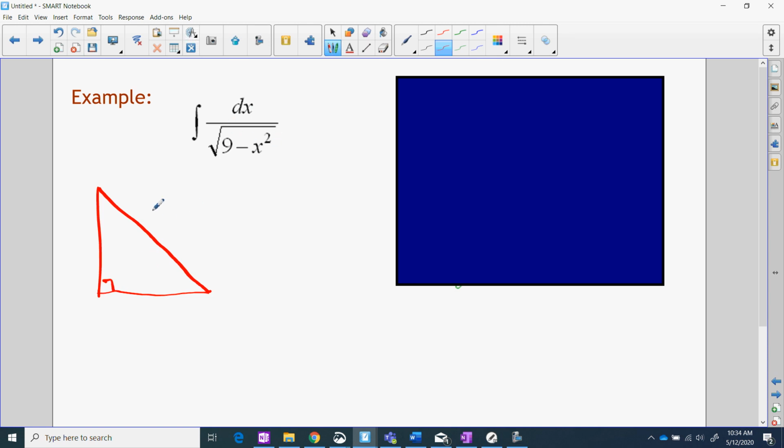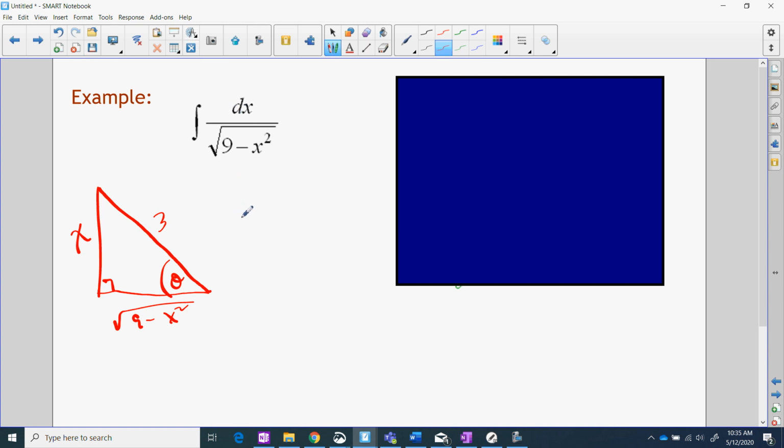Because it's 9 minus x squared, I'm going to make the hypotenuse 3, one of the legs x. That will make this side the square root of 9 minus x squared. All right, so here now is where it turns into what we call trig substitution. We are going to recreate this integral involving not x's anymore. It's going to involve thetas, angles.